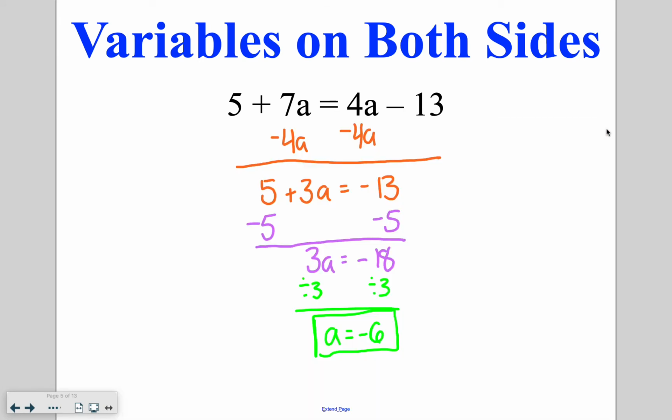Starting by subtracting 4 on both sides to keep the variables positive, then subtract the 5 and divide by 3, we get an answer of a is equal to negative 6.